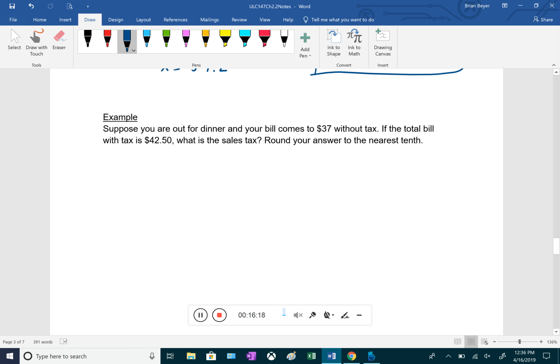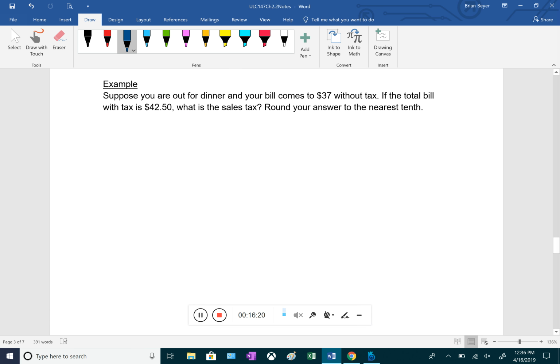Okay, so one more of these percentage ones, and then we'll just do two other formula-based ones. So suppose you're out for dinner and your bill comes to $37 without tax. If the total bill with tax is $42.50, we want to know what is the sales tax. And we're going to round this answer to the nearest tenth. I'm actually going to change this to round to the nearest hundredth.